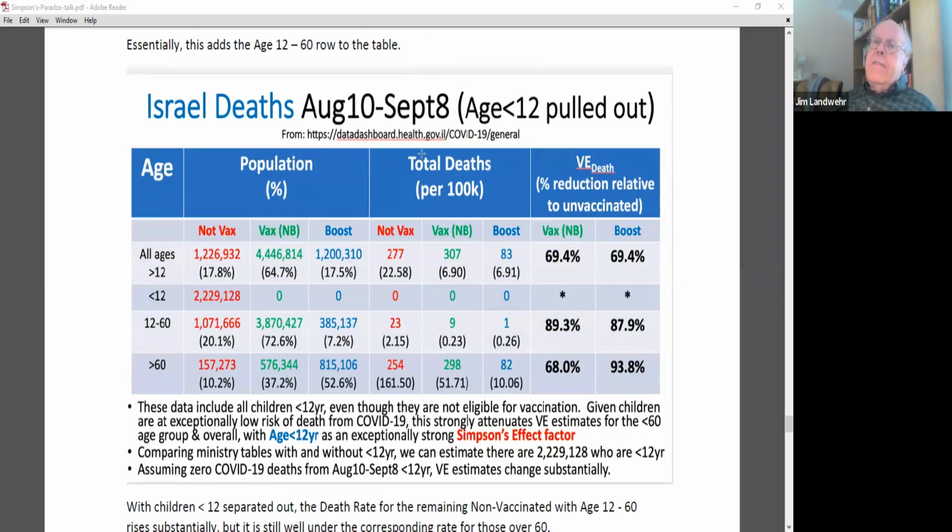There is no vaccine effectiveness for the children. And then for the 12 to 60 group, we see a vaccine effectiveness of about 90% for those who are not boosted, and about 88% for those boosted. So this is, I would say, the end of the story with these specific data available for analysis.